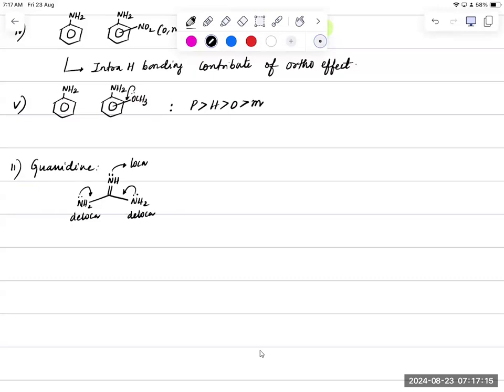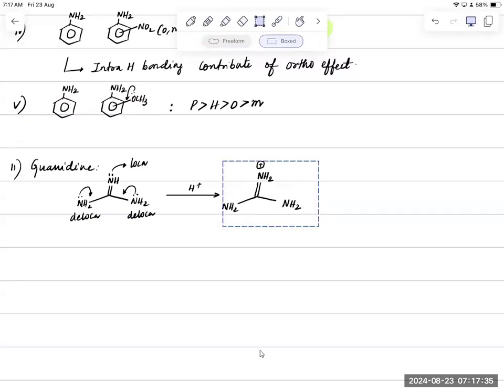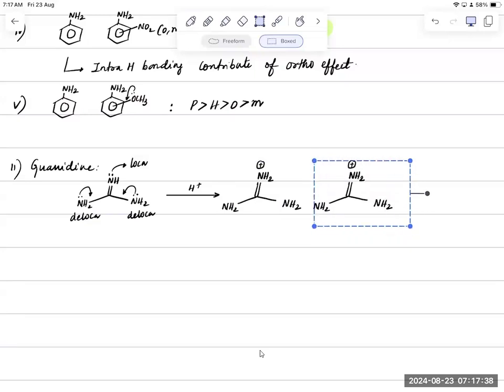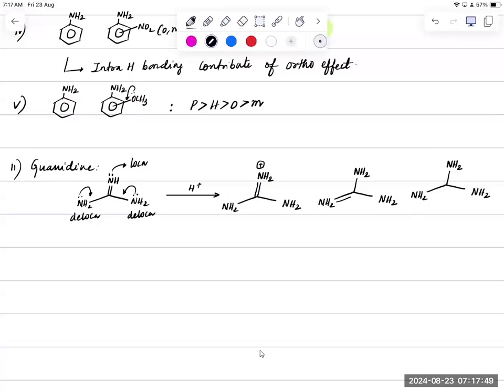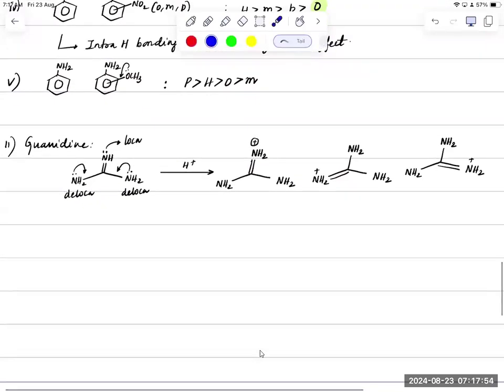Imagine if H plus makes an addition here. So this will become NH2 plus, and the other two will remain NH2. This NH2 plus will give resonating structures which are equivalent to each other. We can see that the plus charge will keep moving around at three different locations: one double bond here with plus charge, one double bond here with plus charge. What are these three? Equivalent resonating structures.